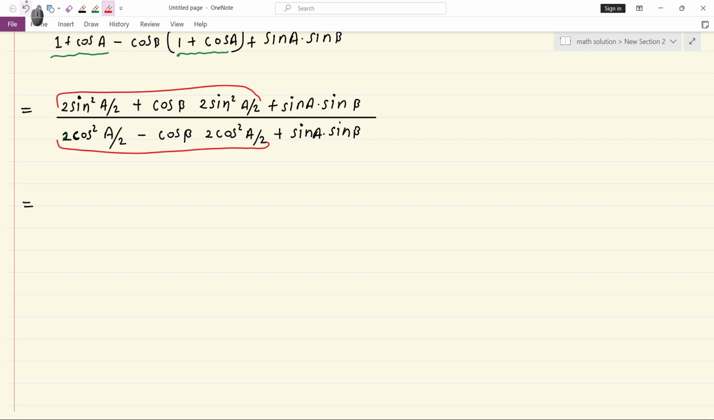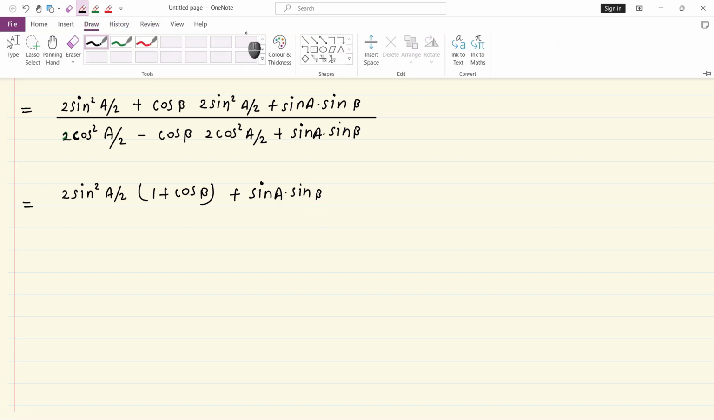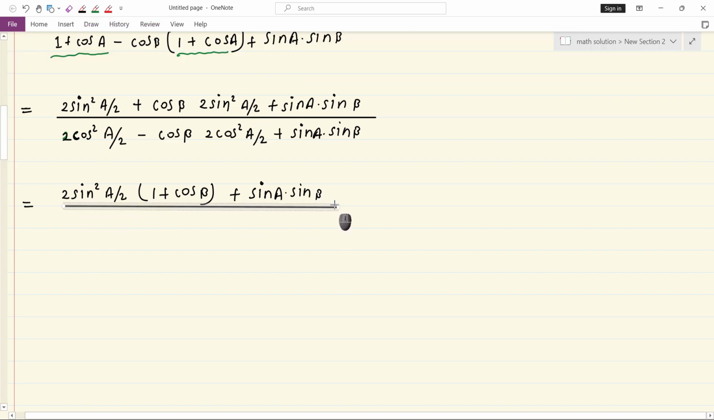Okay, so now let's see. I will be taking common of 2 sine square A by 2, and our remaining term will be 1 plus cos B. So in this term, if 2 sine square A by 2 is taken common, then what will be remaining? 1 plus cos B. Similarly, we have this last term, sine A dot sine B. Now I am giving you the big fraction here. Same thing we will do in the denominator also.